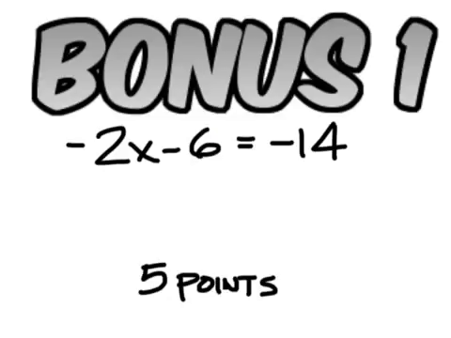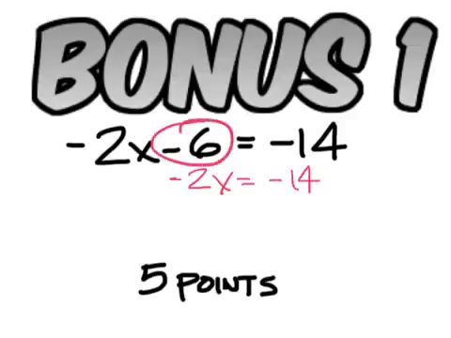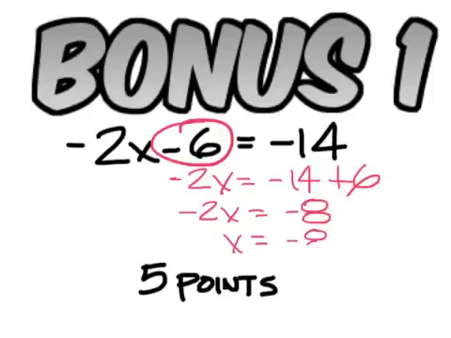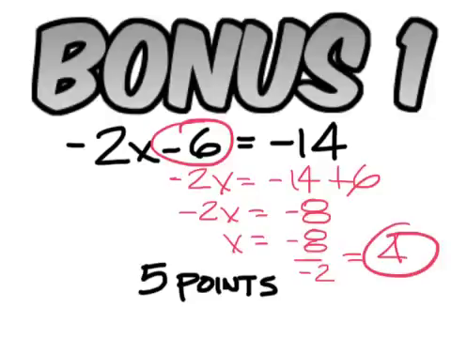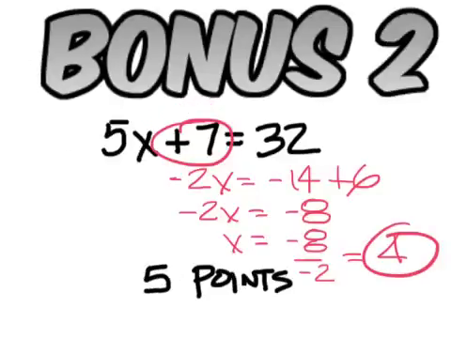Here's the first bonus. For the bonus, you should have negative 2x equals negative 14, and this becomes plus 6. So that would give you a negative 8 on the right. Divide by negative 2, and that is 4 for the answer. For the bonus, the answer is 5.